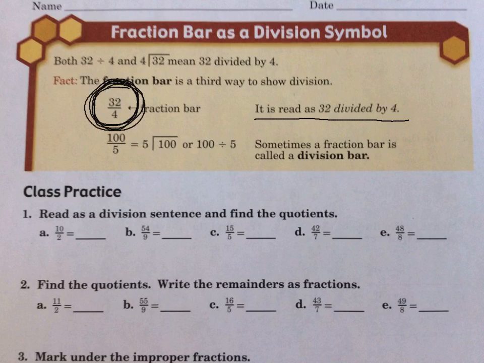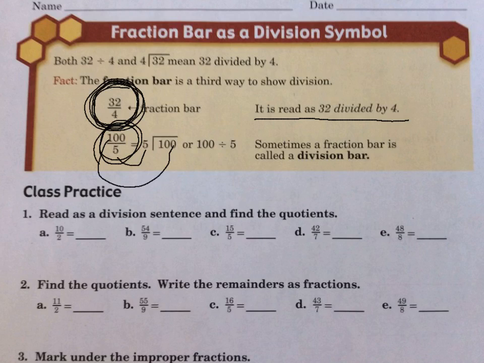They show us another example down here, where they have 100 over 5. The 5 goes here, and the 100 goes here, and we've got 100 divided by 5. Sometimes a fraction bar is called a division bar.